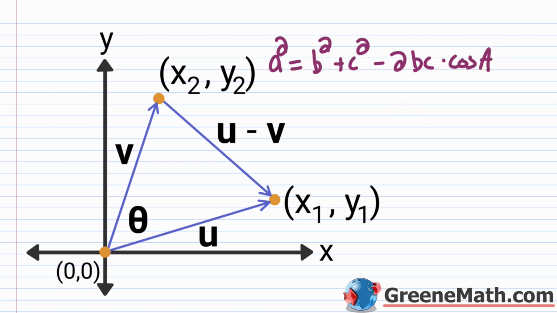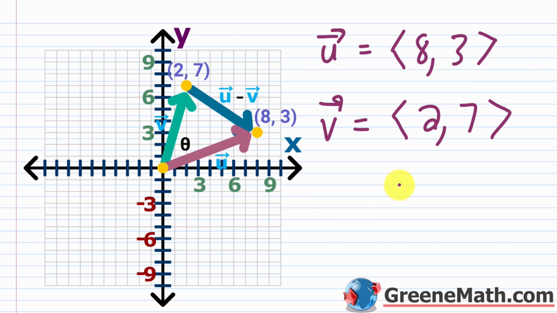Now let's go back up and let's think about this. So first off, you'll notice that this vector u and this vector v, they're both in standard position. So the initial point is at 0, 0 for each. Now for the vector u, the terminal point is at 8, 3. And then for the vector v, the terminal point is at 2, 7. So far that's pretty easy to understand. Now, this is where it gets a little bit tricky.